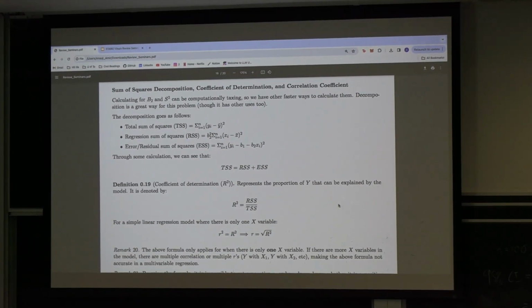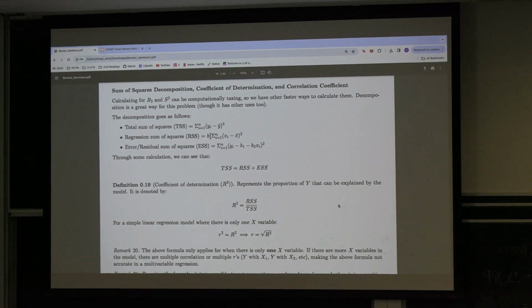Moving on, we'll talk about some decomposition and then the coefficient of determination as well. So calculating all of these numbers and all these variables can be quite taxing computationally, whether you're calculating it by hand or even by using a software. An easier way to do it is through using decomposition, and that's not the only use of decomposition, but for our purposes, that's it. And there are three. There's the total sum of squares, or TSS, regression sum of squares, or RSS, and the error sum of squares, or ESS. And those are the formulas respectively for all three of them.